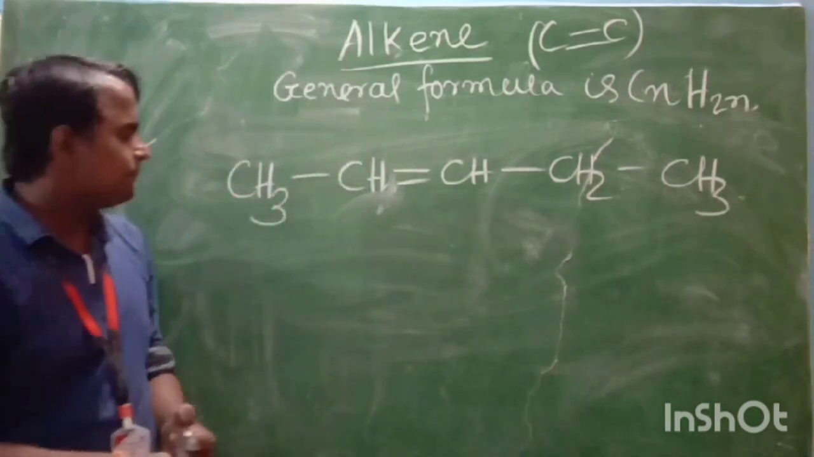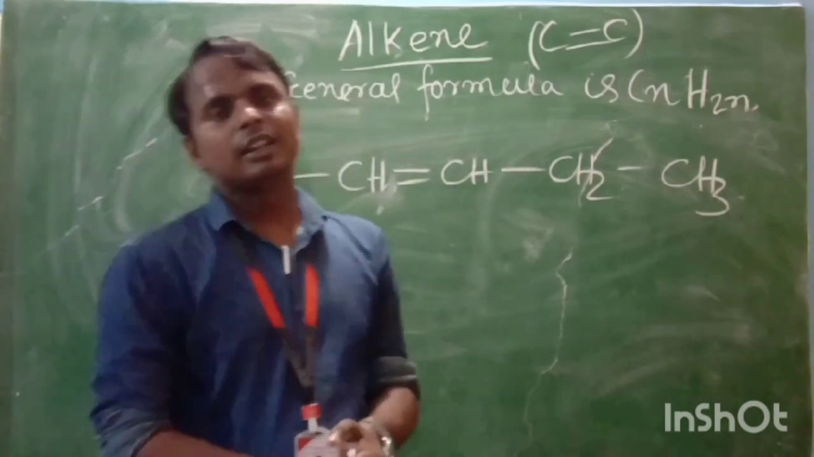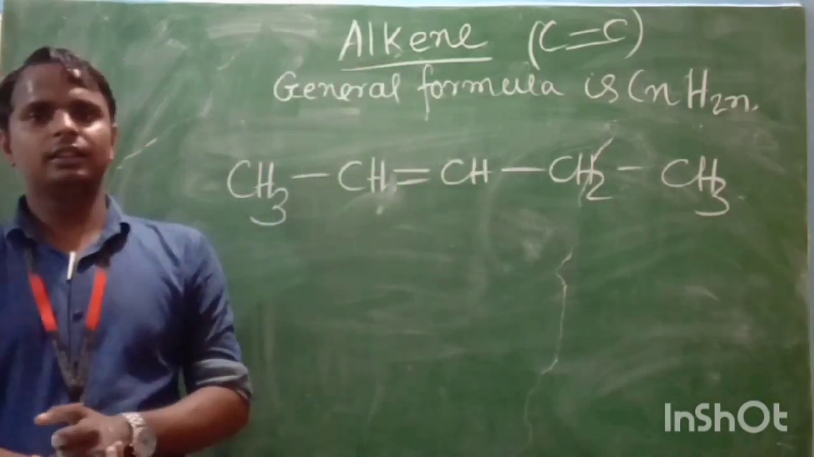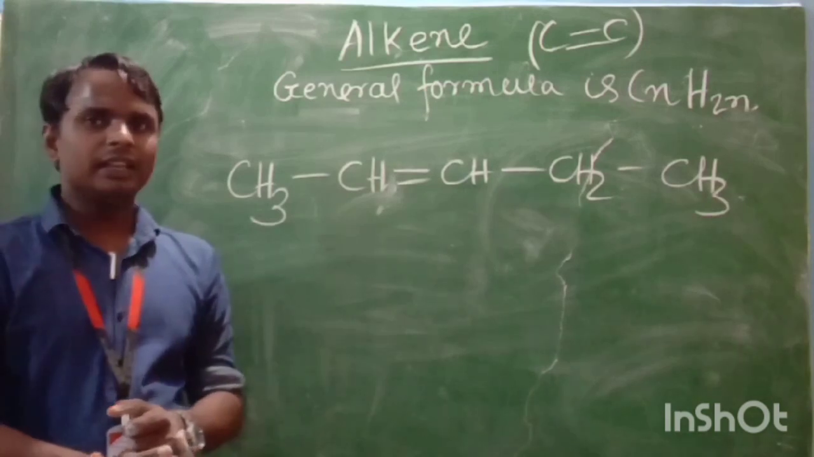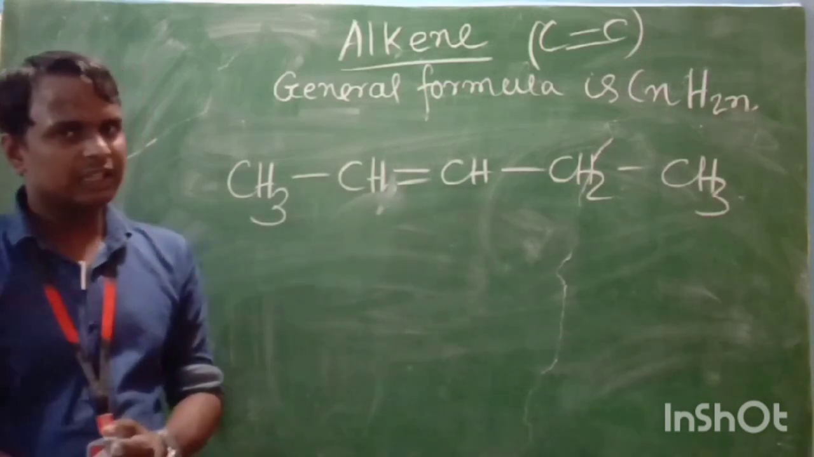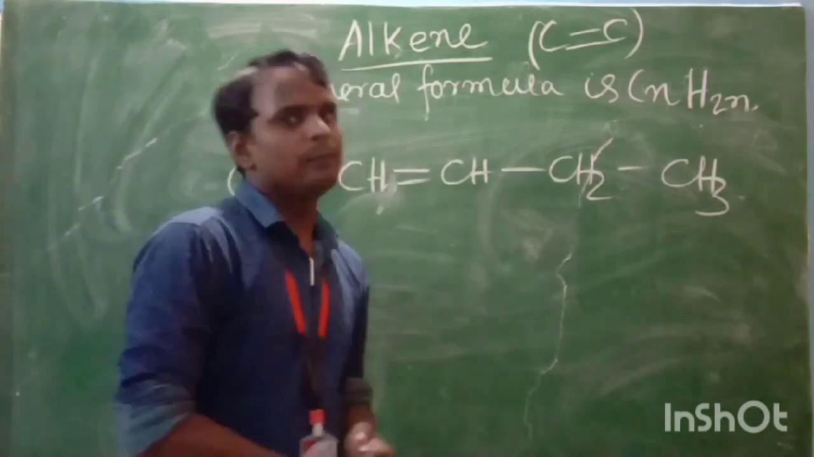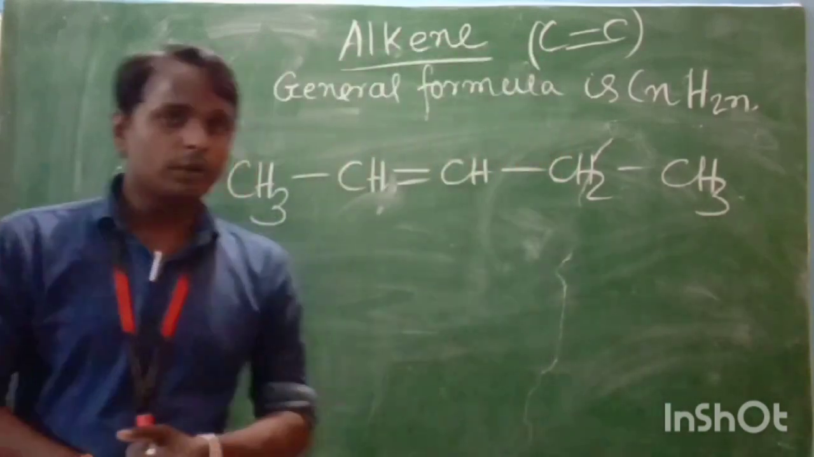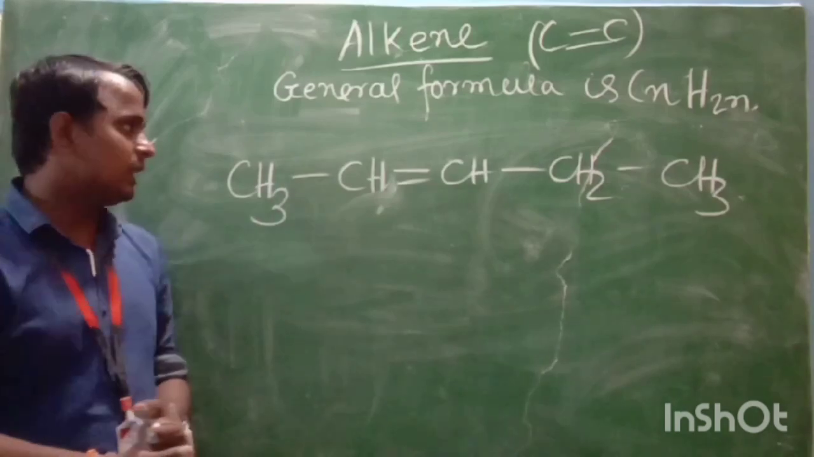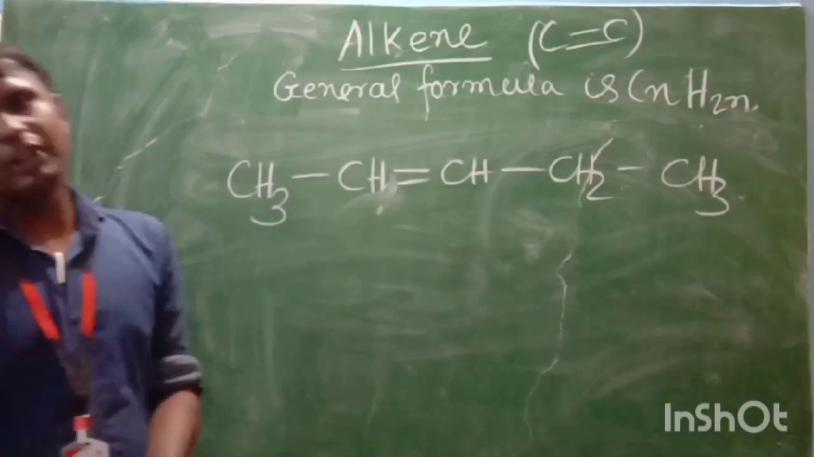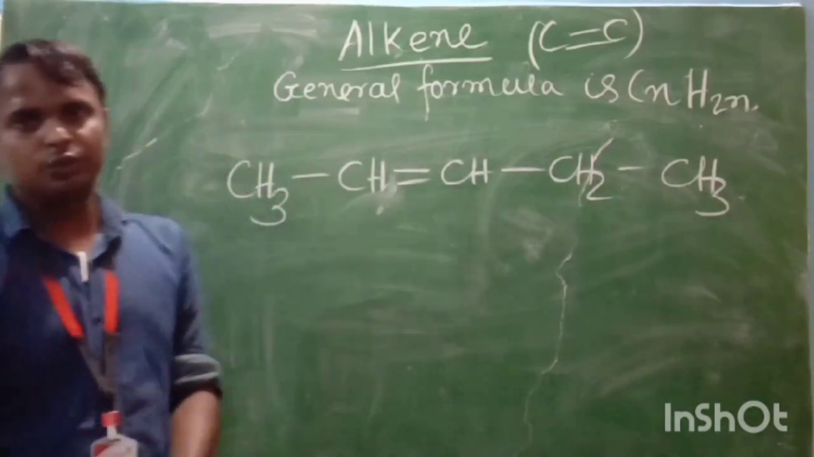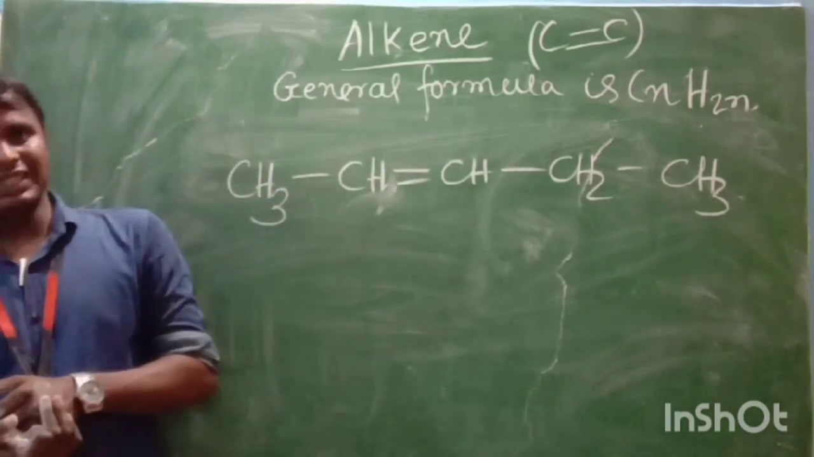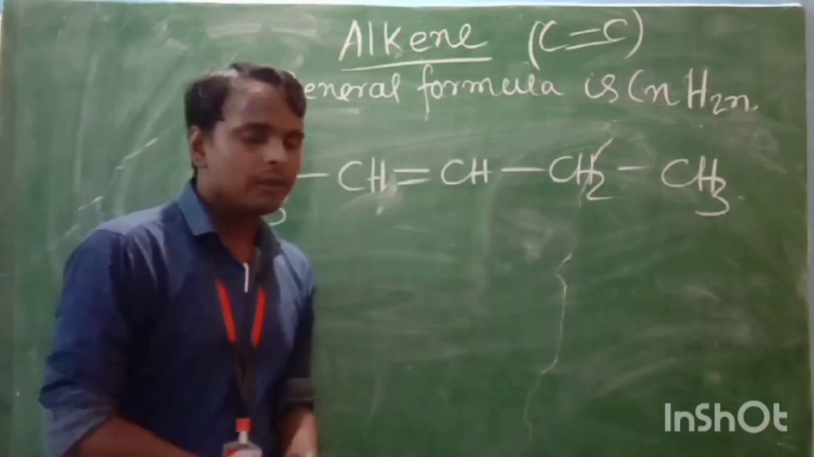Again I repeat, if the double bond is present in the C1 position, I mean the first carbon, then we can add any number to explain the position of the double bond. But if the double bond is not in the first position, maybe second, third, fourth, then we must add the number to say the exact position of the double bond.